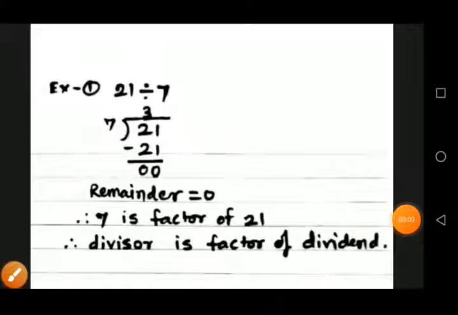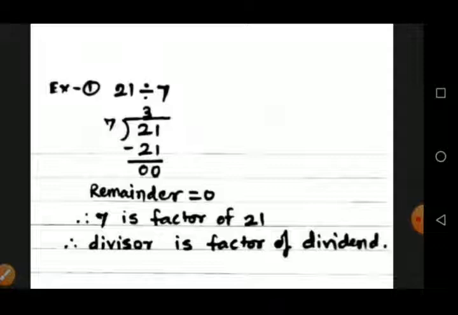Hello students, to learn the factor theorem, first of all we see the example from the 4th standard. 21 divided by 7. 21 is the dividend and 7 is the divisor.